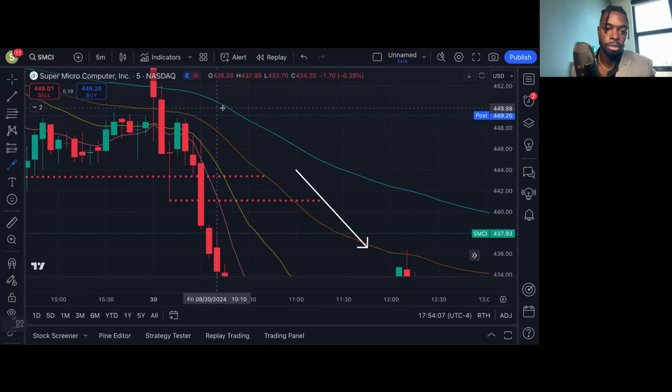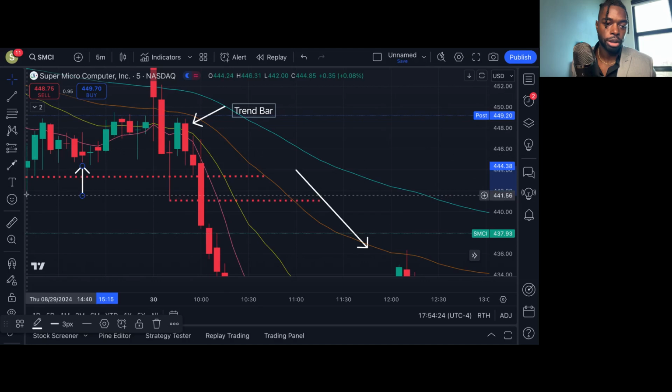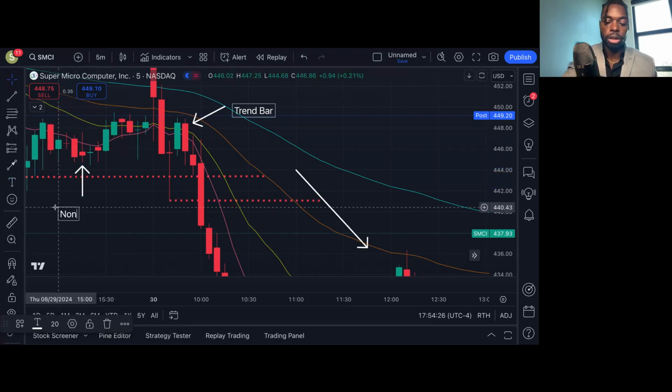This is going to be my trend bar. I'm going to put that in here, trend bar, and you enter one tick after the trend bar. What is a trend bar? It's a bar that is big and contributes to the direction of the trend. Non-trend bars would be these tiny little bars here. These are non-trend. You don't enter after these. They're too small. They don't tell you where price action is going to go.